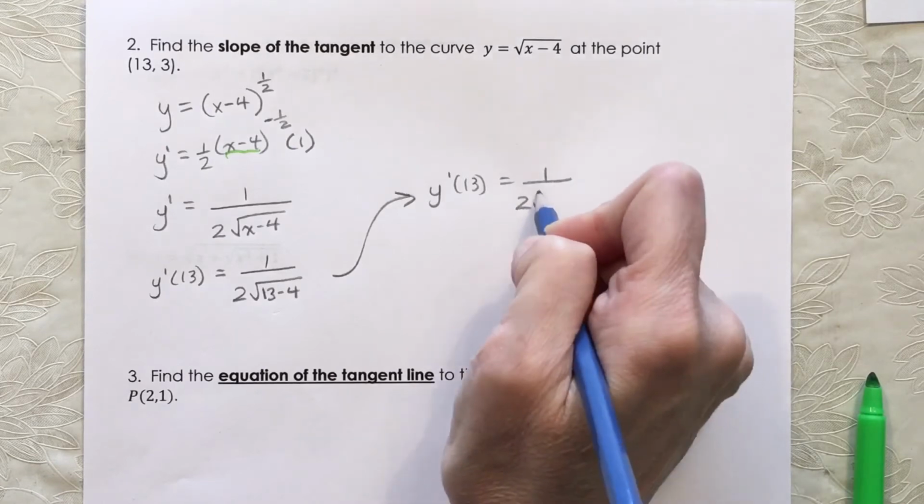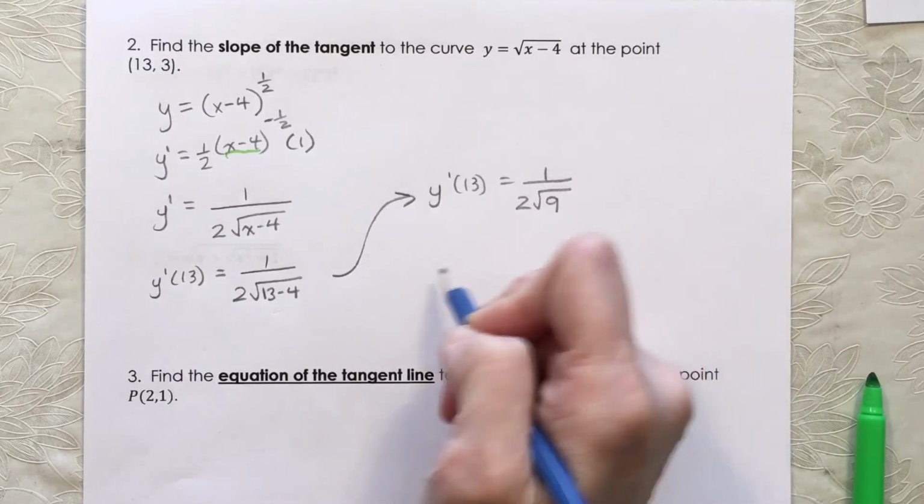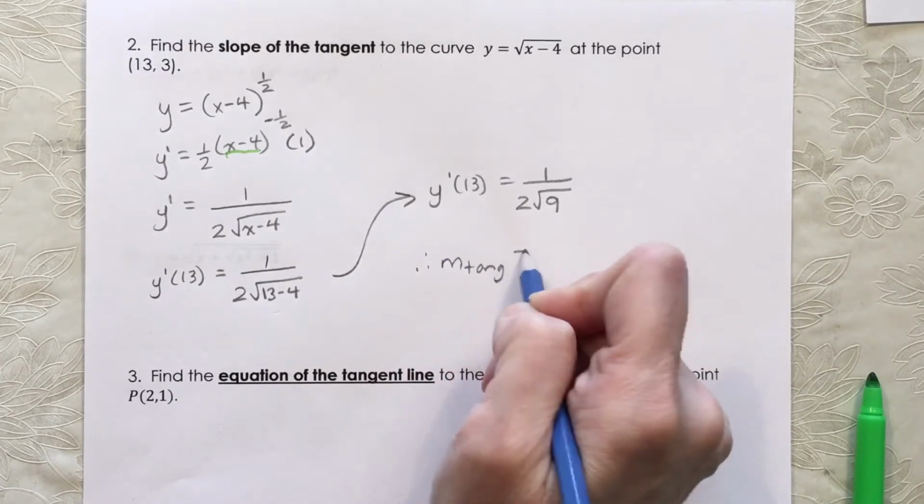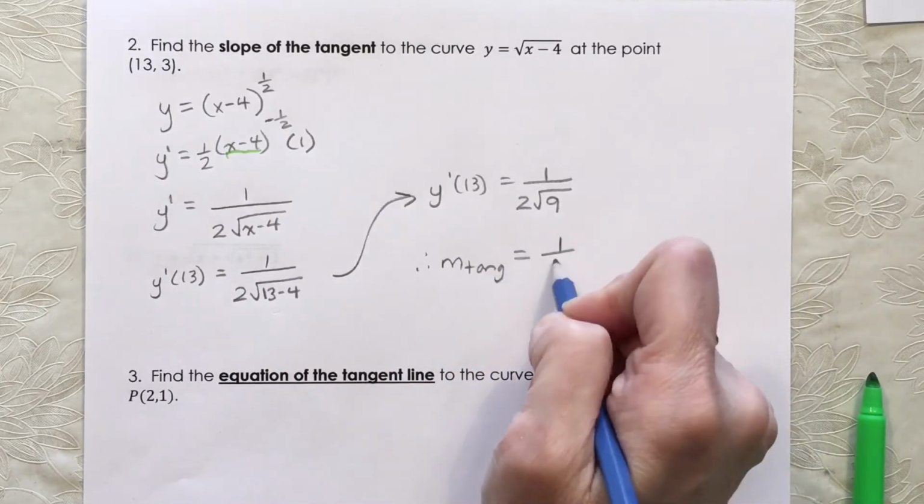One over 2 times the root of 9. So therefore, the slope of the tangent is going to be 1 over 6.